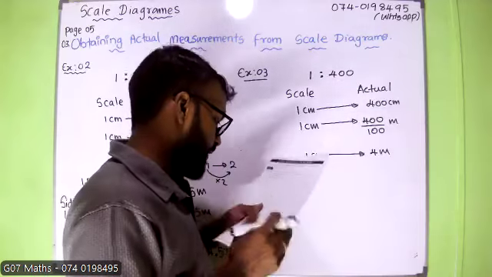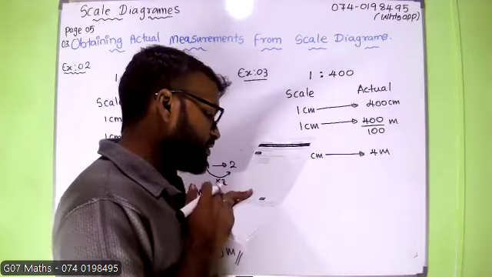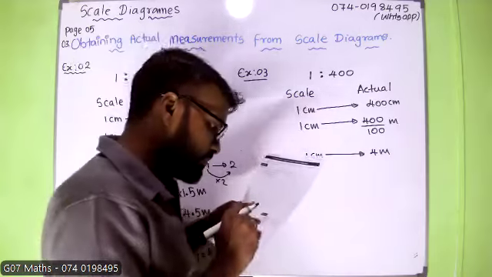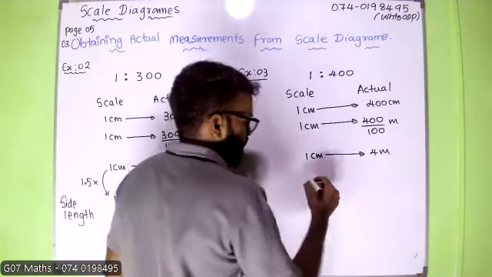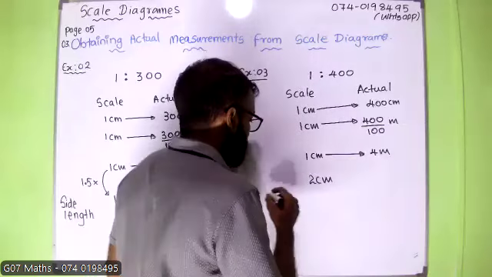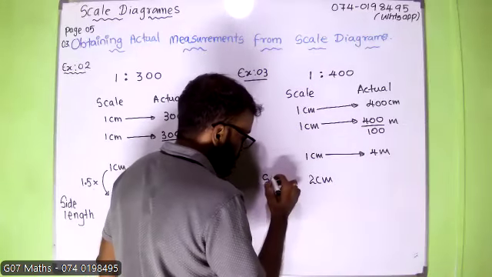The side length of the scale drawing is 2 centimeters. So this is the side length.